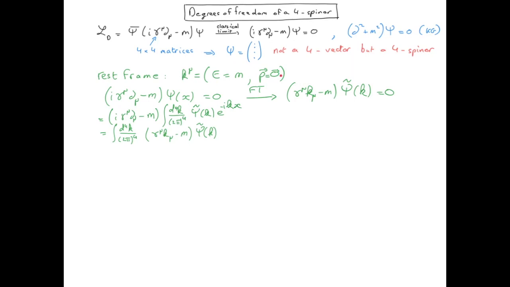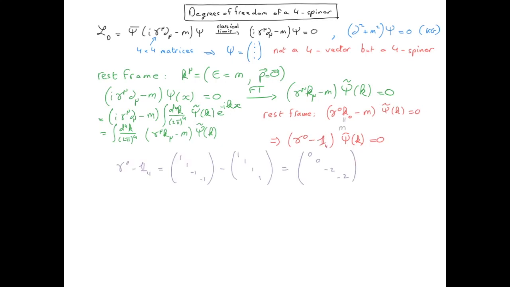Now, going to the rest frame, we see that only mu equals 0 survives. Gamma naught is a 4x4 matrix. Therefore, the identity is also a 4x4 matrix. So we see that applying this matrix to psi imposes that its two lower components must be 0. In other words, despite the fact that we have a 4 spinor, we have only 2 independent degrees of freedom. Therefore, a 4 spinor only encodes 2 degrees of freedom.